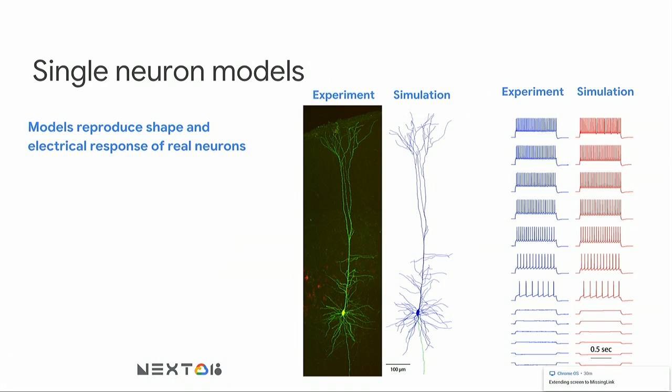The shape is a very important aspect. If you have the wrong shape in a neuron, for example fewer branches, that could lead to disorders like Alzheimer's. Or if you have a neuron that responds too much electrically, that could lead to epilepsy. So it's important to model very accurately both the shape, as we see here.